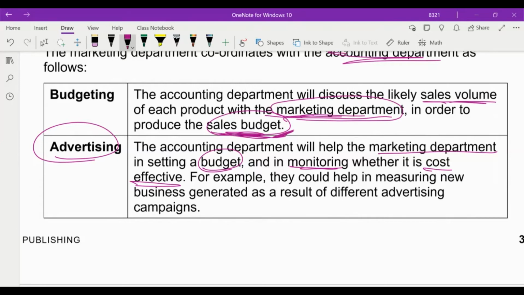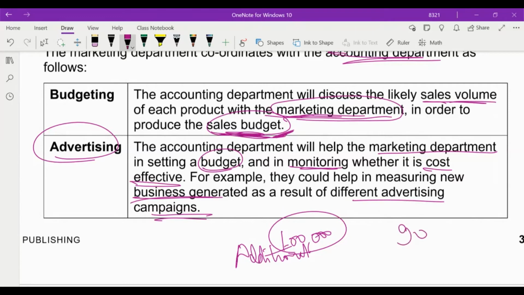For example, they could help in measuring new business generated as a result of different advertisement campaigns. So if you compare that, okay, due to different advertisement campaigns, we are able to generate 100,000 of sales. This is additional sales, okay? But the cost in making these campaigns was around 90,000. So you can say that, okay, this is not that efficient marketing. So this comparison should always be there.